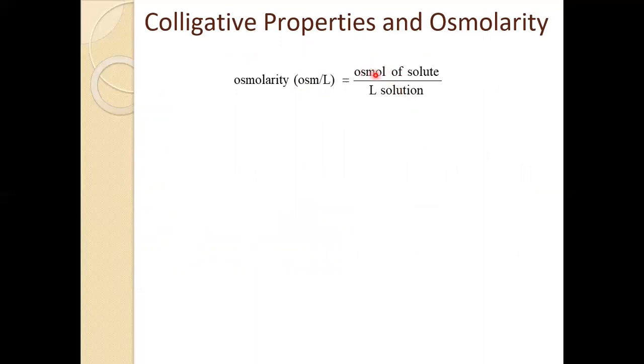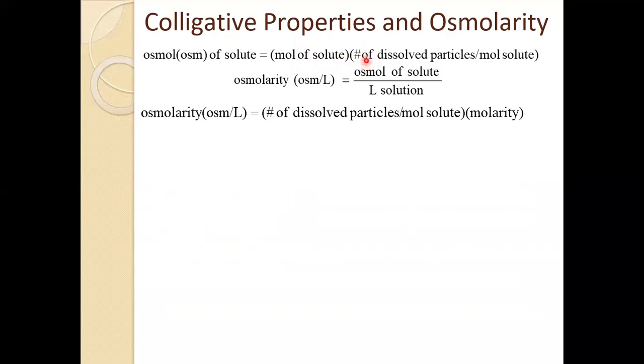So osmoles is another way of describing the amount of solute you have. Well, the obvious question then is, what is an osmole? An osmole is the product of the number of moles of solute times the number of dissolved particles produced when that solute dissolves. If we combine these two definitions, we get this very useful definition, which says the osmolarity of a solution, the concentration unit that's going to help us predict these relative colligative properties, is simply the product of the number of dissolved particles times the molarity.